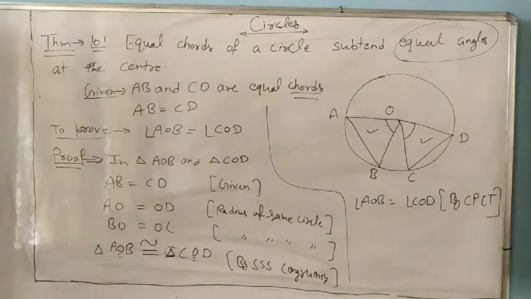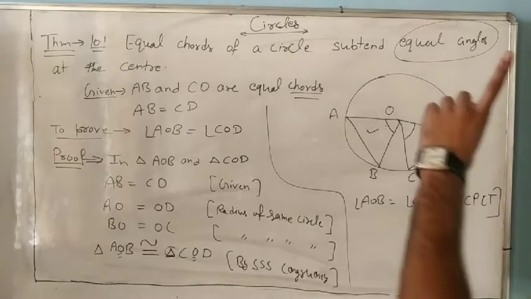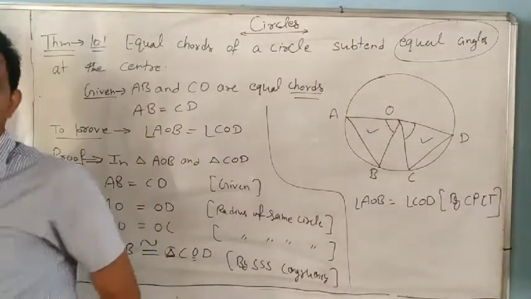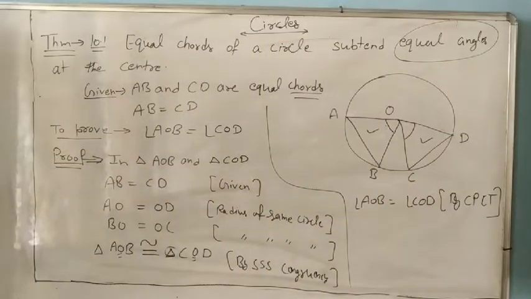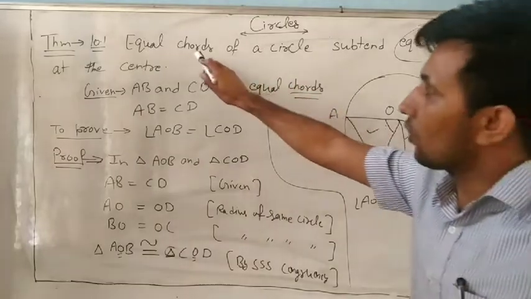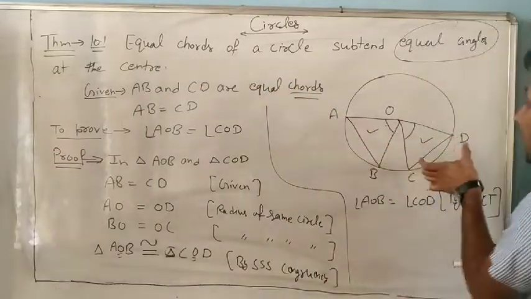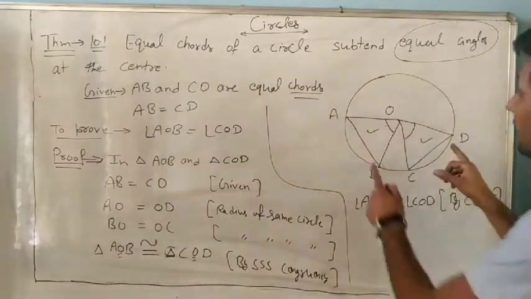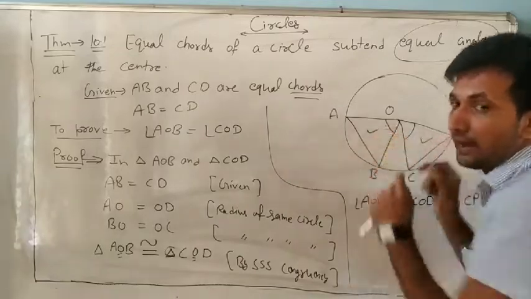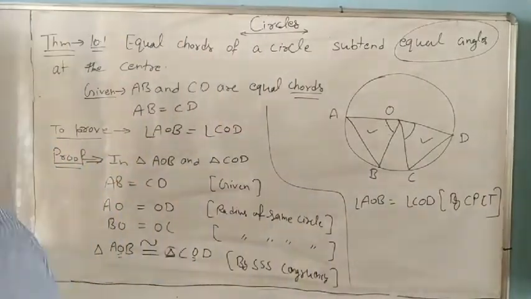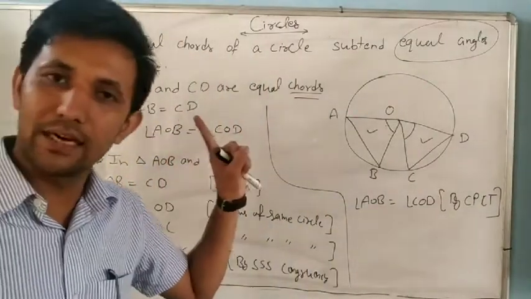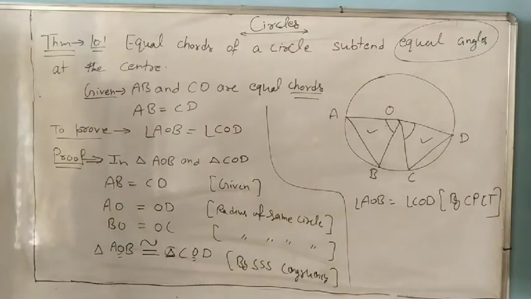So always remember, we will use directly these theorems. Equal chords of a circle always subtend equal angles. If AB and CD are equal, it means they will make the same angle at the center. At the center. Understand it? Note it down, it is very important. Now the opposite.